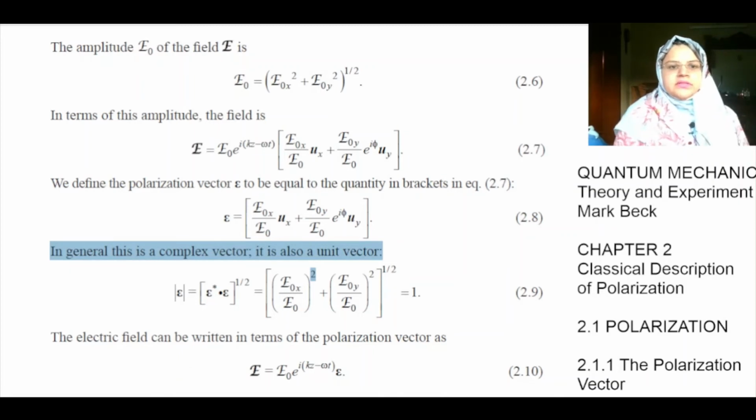In general, this is a complex vector. It is also a unit vector. The magnitude of epsilon is equal to the square root of the dot product of epsilon conjugate with epsilon. This is equal to √((E naught x / E naught)² + (E naught y / E naught)²). Since E naught x squared plus E naught y squared is equal to E naught squared, we get √(E naught² / E naught²), which gives us 1.